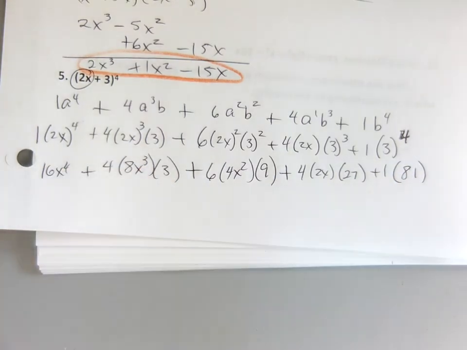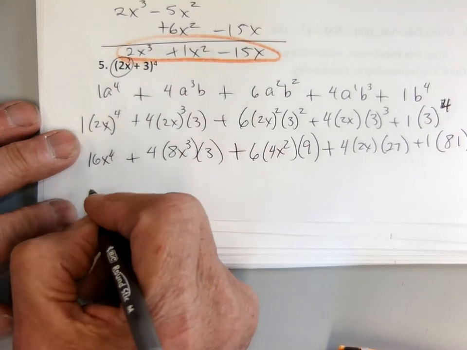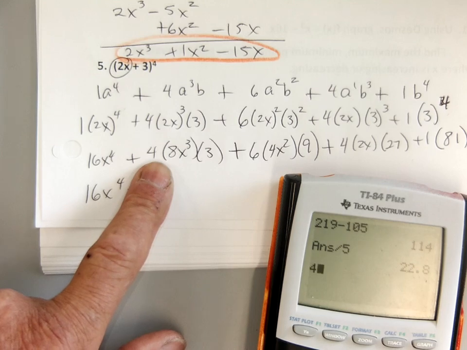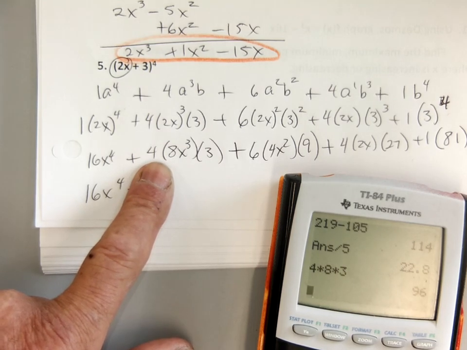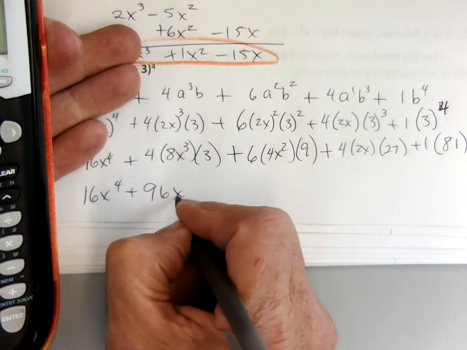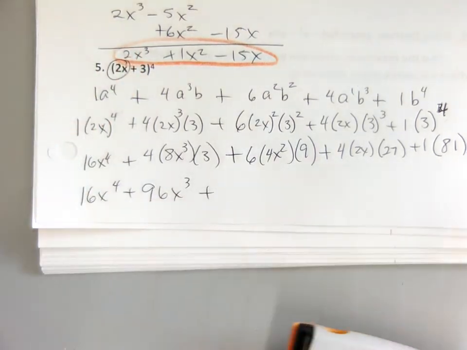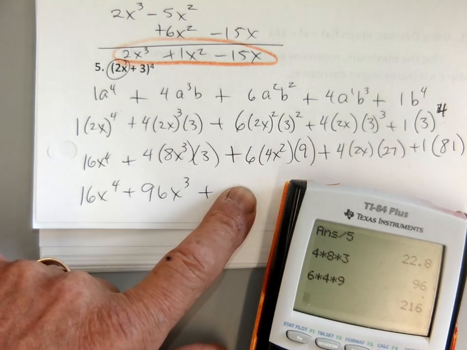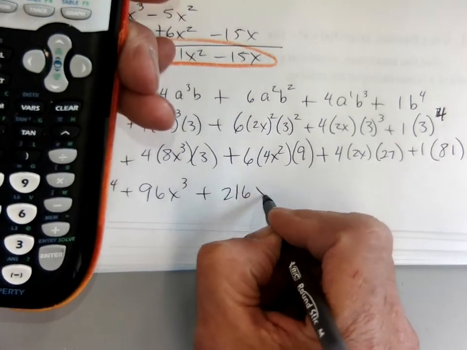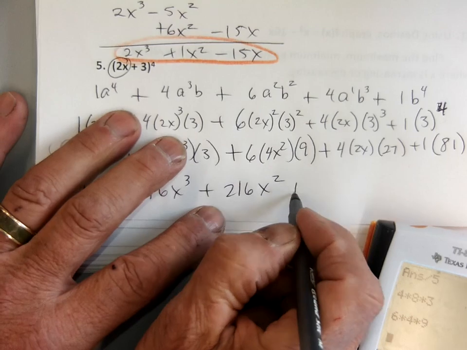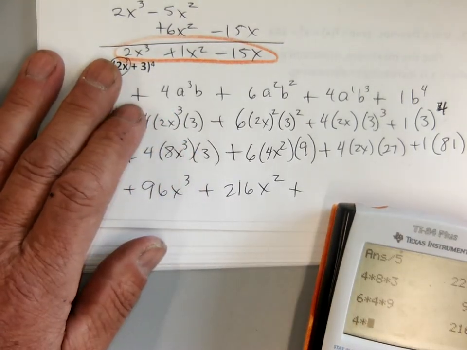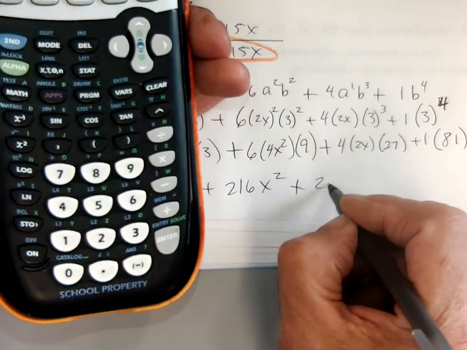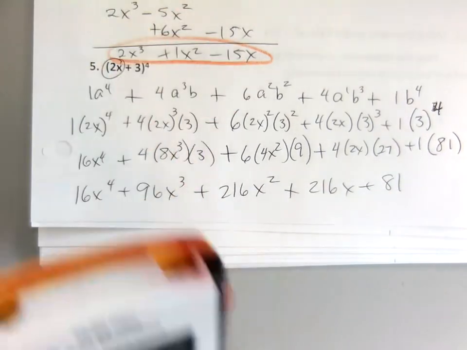All right, now I'm ready to use a calculator, but I can do this. Let's see. 16x to the 4th, definitely, right? 4 times 8 times 3 is 96. Plus 4 times 6 times 9. Remember, 6 times 4 times 9 is 216. X squared. Plus, let's see, what's 4 times 2? 4 times 2 times 27 is 216 again. That's right. Plus 81. Okay, that's it.